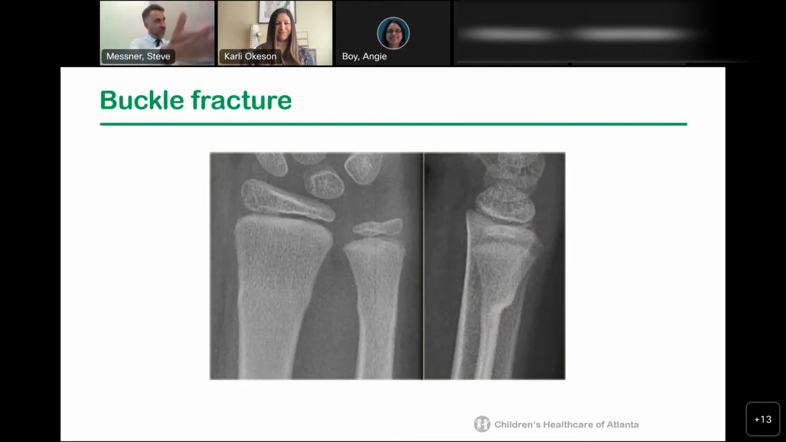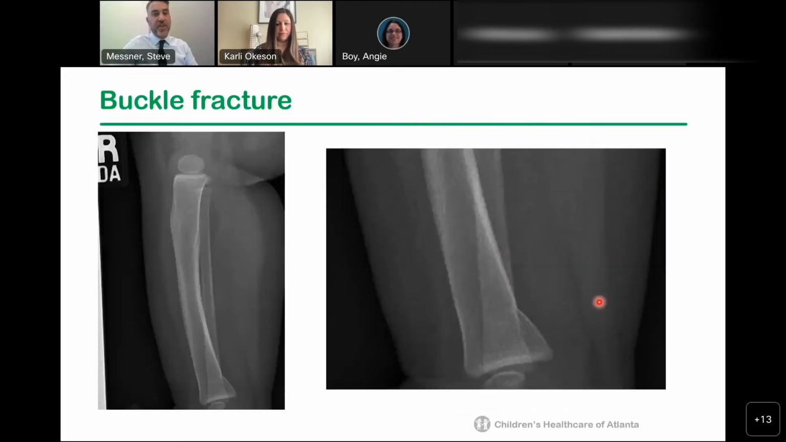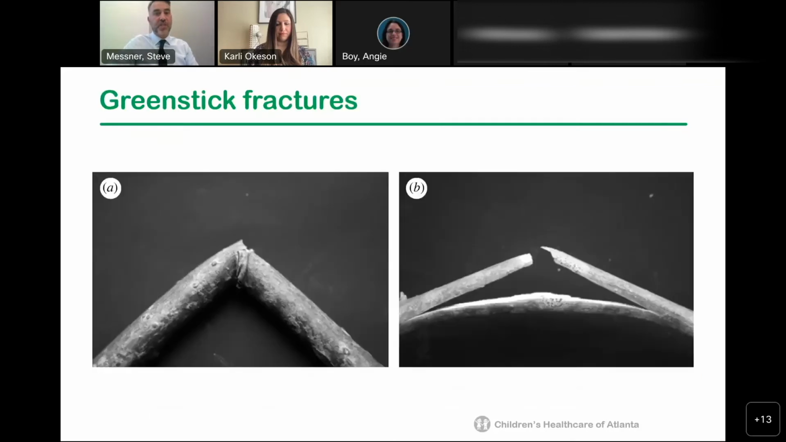And then you get the force being directed up from when you land on the palm of your hand, up the forearm, and causes the bone to just crunch, almost like you're stepping on a soda can. Sometimes it'll have a little break in the bone right here. This is a buckle fracture down by the ankle. Same thing here. Again, not specific for abuse, but we'll only see these in pediatric patients.